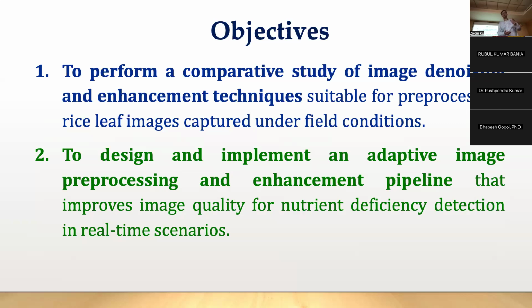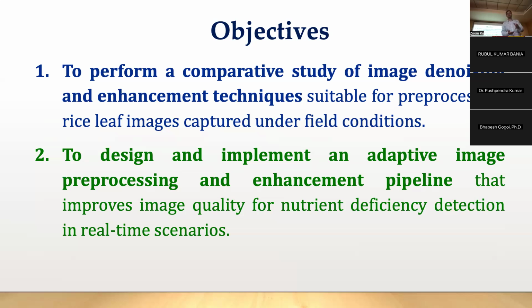The second one is the design and development of an adaptive processing and enhancement pipeline that improves image quality for nutrient deficiency detection in real-time scenarios. We'll first compare the techniques. Then in the second step, we will design our own image processing technique, which will help in further processing.